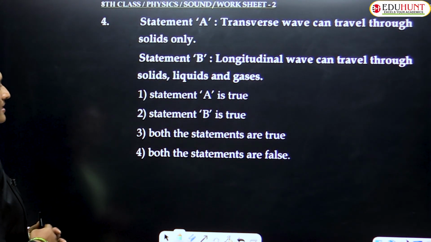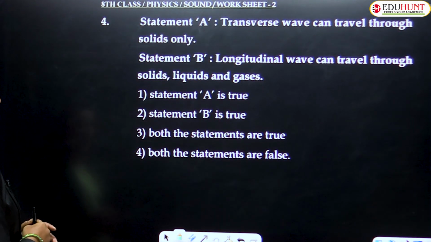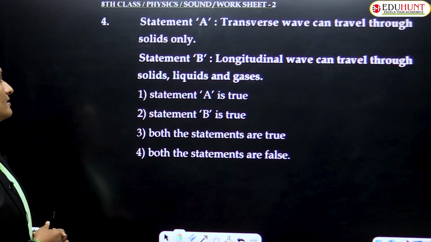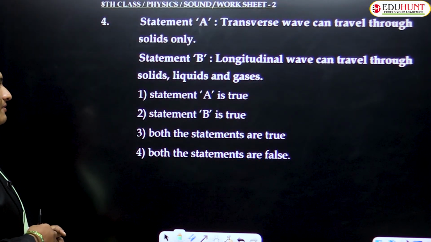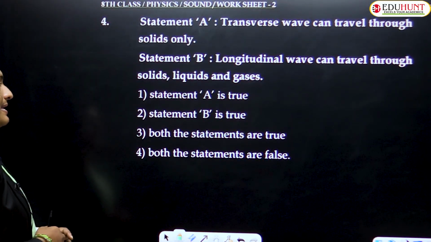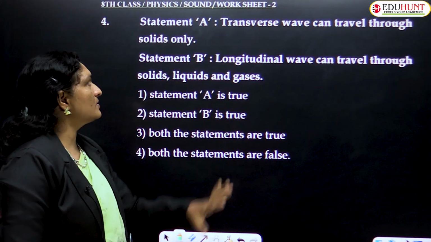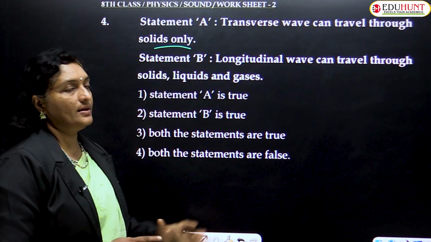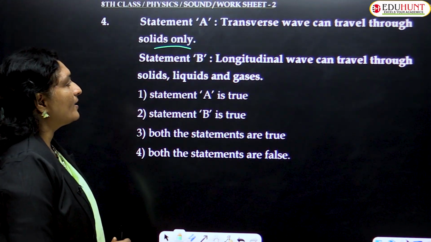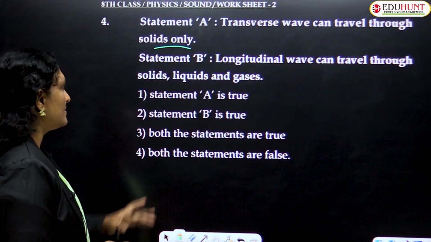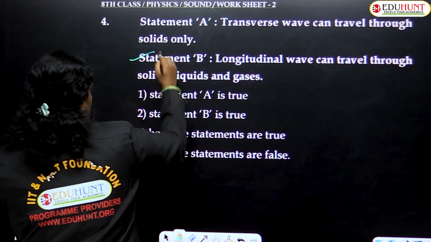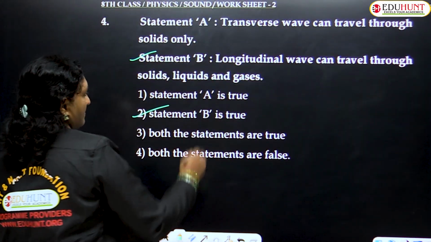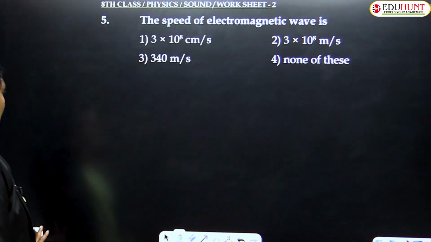Statement A, transverse waves can travel through solids only. Is that statement true, children? Transverse waves cannot travel through solids only, because we know transverse waves can also travel through vacuum. So, what they said, only in solids, is a wrong statement. Statement B, longitudinal waves can travel through solids, liquids and gases. Of course, statement B is true. So, which is the correct statement? Both are true, or only one is true? Of course, statement B is true. So, the second option is true. Well, moving to the next question.